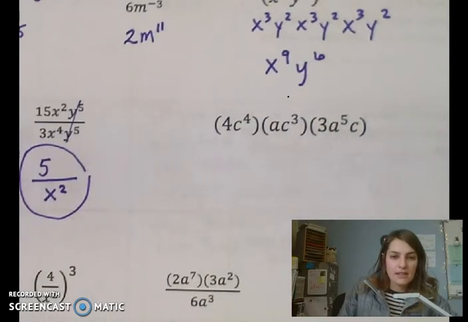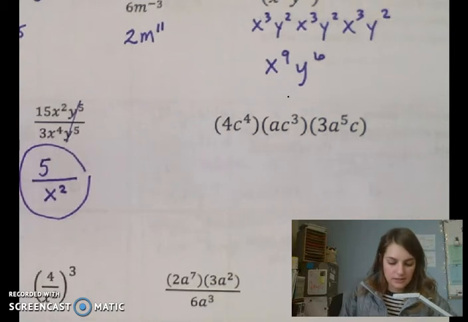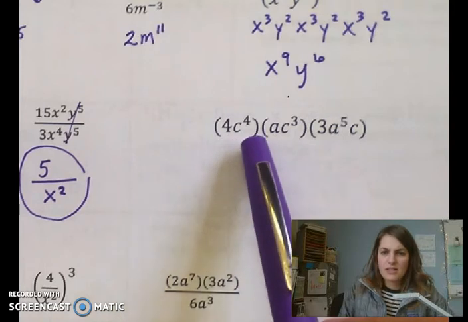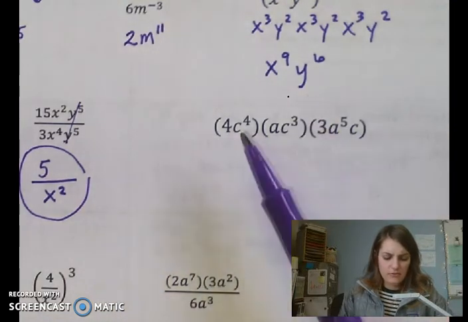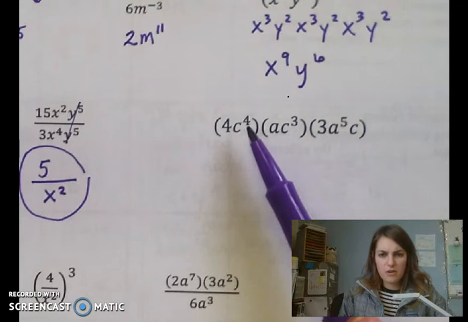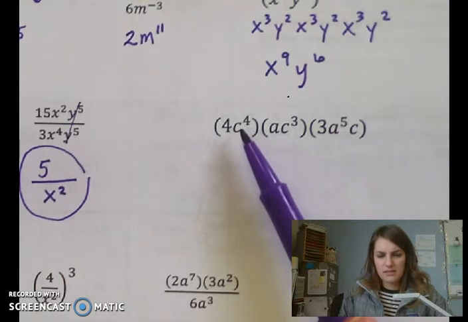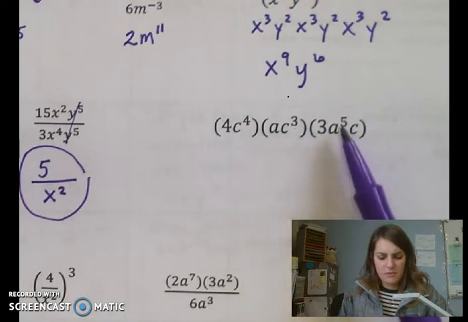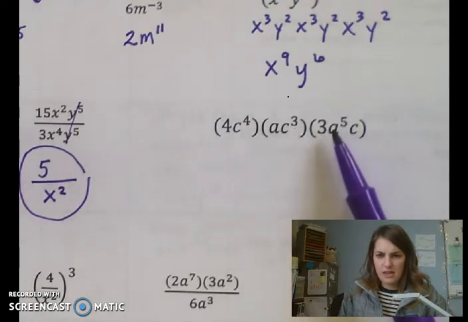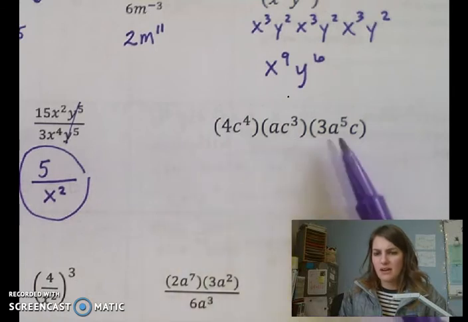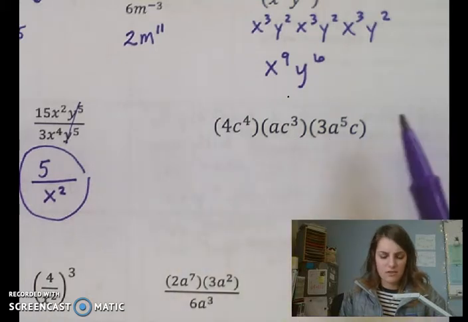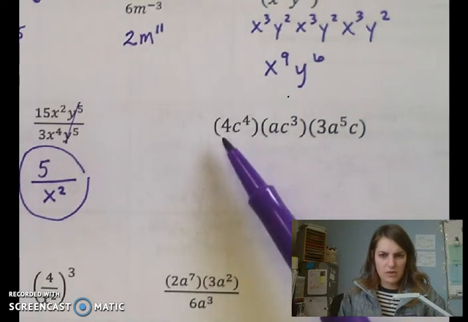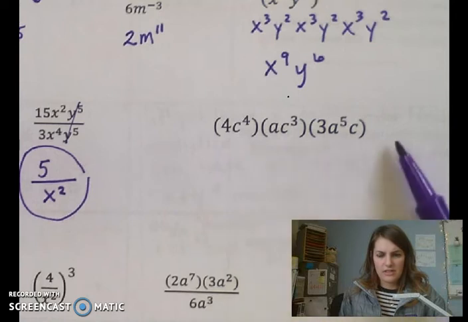Okay, the next one, we have a lot of parentheses. So check and make sure what these powers are applying to. So this power of 4 only applies to the c. This power of 3 only applies to the c. And this power of 5 only applies to the a. So we're actually not raising any powers to any other powers, even though we see a lot of parentheses here. And so really we're just multiplying all of these pieces together.